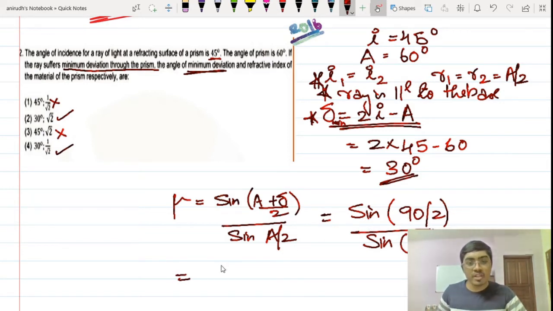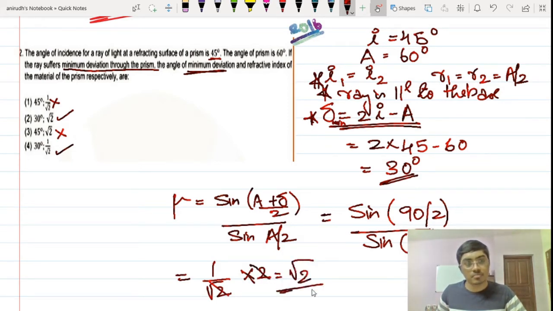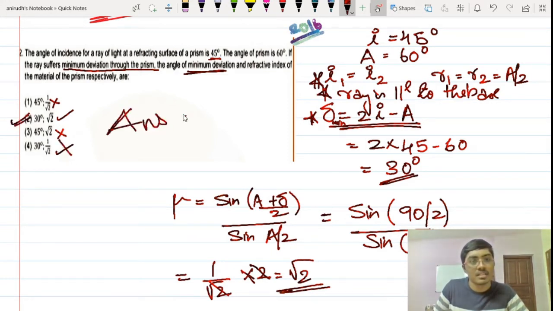Sine 90 by 2, sine 45 is 1 by root 2. Okay. Sine 60 by 2, sine 30 is 1 by 2. So that 2 will go upstairs. So that simply means I will get the answer as root 2. Okay, so the correct answer for this question is option 2.